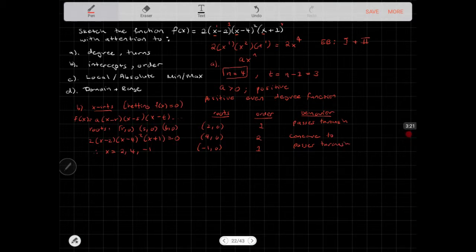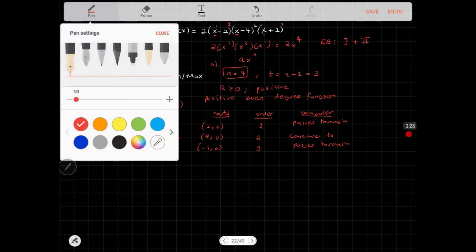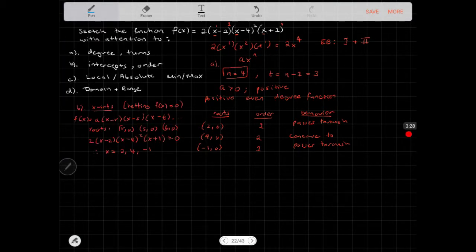Okay. Now that we have all that information down, we can also figure out our y-intercept to complement our sketch. I'll do that here in a different color so we can visibly notice it from the rest. For the y-intercept, I'm going to let x equal 0, so I'm doing f(0). If I plug this in, 2 times (0 - 2) is -2, (0 - 4) is -4 squared, and 0 + 1 is 1. You basically get -4 times 16, so it's -64. So the y-intercept is (0, -64).